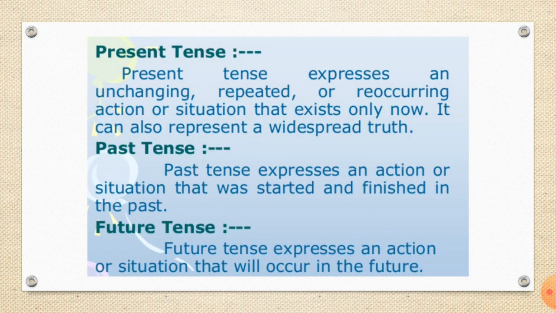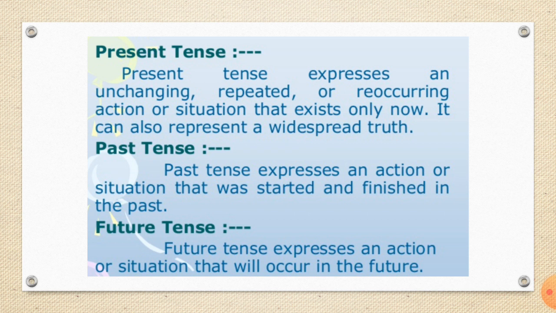Now we will see what is a present tense. Present tense expresses an unchanging, repeated, or reoccurring action or situation that exists only now. It can also represent a widespread truth. For example, I eat, she eats. Okay. Now we will go for past tense. We will see what is a past tense. Past tense expresses an action or situation that was started and finished in the past. Example, I ate, she ate.